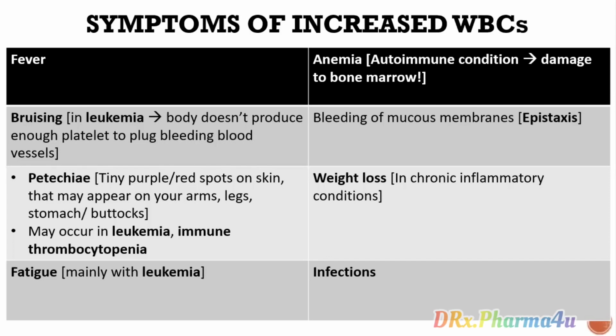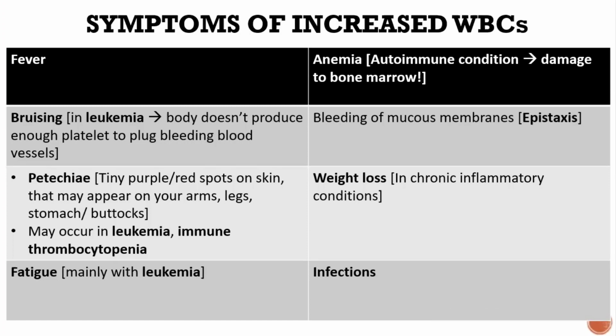Anemia is also seen. This is usually related to an autoimmune condition. Autoimmune means your body's immune system considers your own body as an enemy and starts sending antibodies towards it. I hope you know of many autoimmune disorders. For example, rheumatoid arthritis, systemic lupus erythematosus, and psoriasis. Like that, we have many autoimmune disorders in which our own immune system is responsible for the damage that is happening in our body.